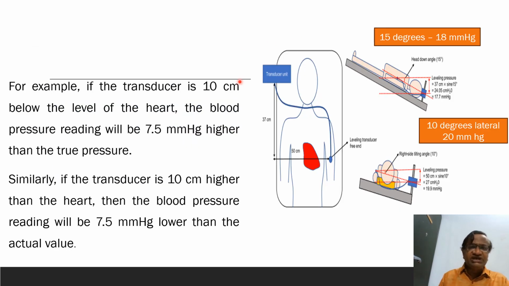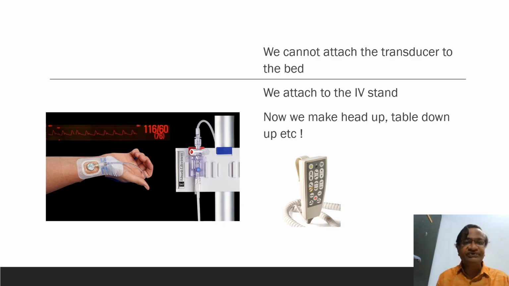If the transducer is 10 centimeters below the level of the heart, the BP will be 7.5 higher. Now you see, it will be like this. Sometimes the BP may be different. Here also the BP may be different. 10 degrees lateral, 20 millimeters difference. 15 degrees, 18 millimeters difference. So that is why the transducer should be at the level of the heart. Because 10 centimeters below may change the BP by 7.5 millimeters.